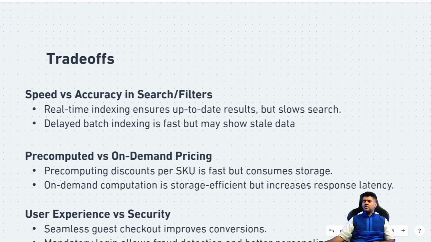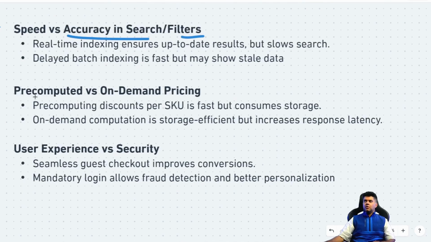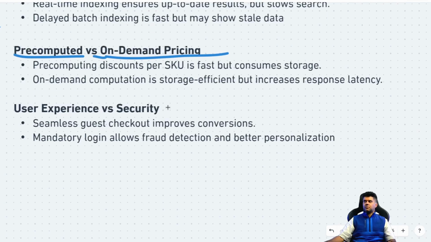Okay, so trade-offs. Speed versus accuracy. Do you want speed or do you want accuracy in searching and filtering? Do you want on-demand pricing as the user is searching for it, or do you want it to be pre-computed? Pre-computed saves time. On-demand does not save time, but it's accurate sometimes. It's storage efficient because you don't have to store it also.